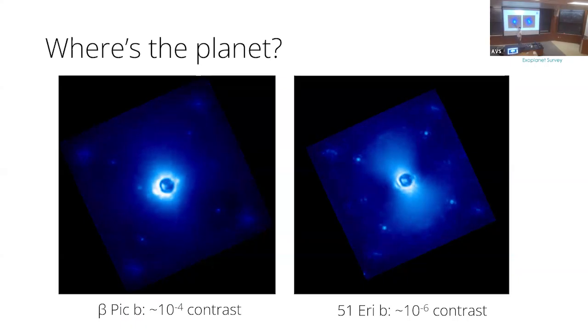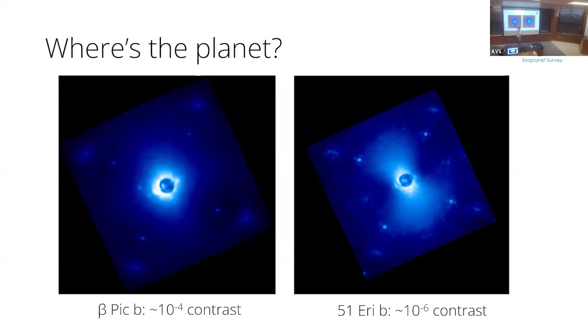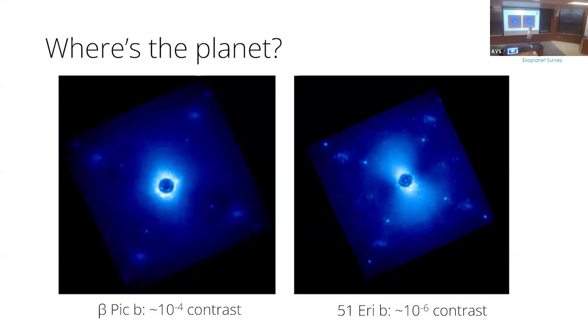That is one of the brightest planets. This is after adaptive optics, one of the best adaptive optics systems we've ever built, after a coronagraph, and this is the brightest planet we've ever directly imaged. And then here, this is a trick question. You can't see it.